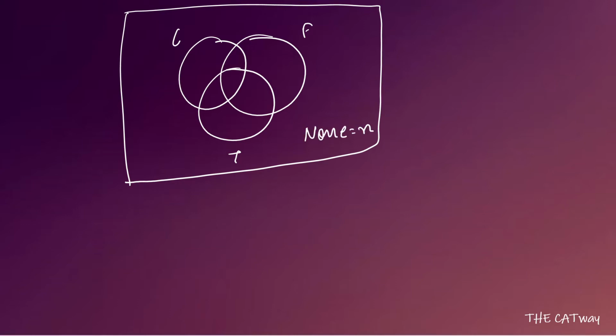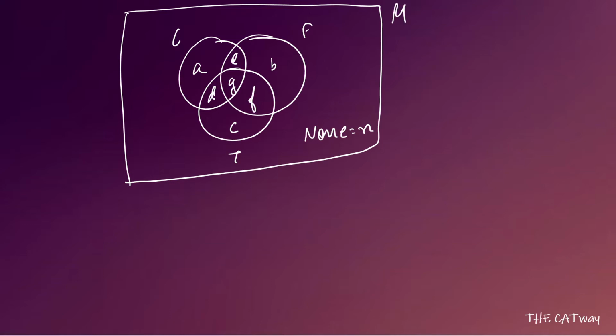In the universal set there will be some people who play none of these three games, which are represented by n. Now we are going to label each and every region with a variable. Let's say this one is a, this one is b, this one is c, then we have d, e, f, and g. And there is a universal set.